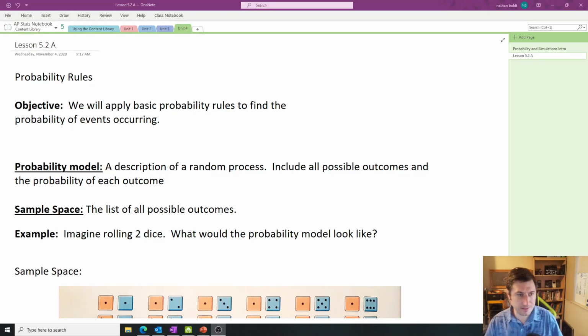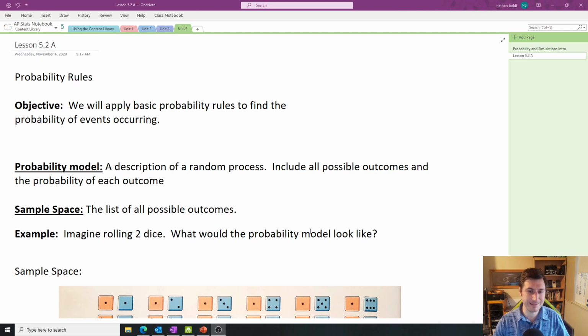Hello AP Statistics students. In this video we are continuing our look at probability, and specifically we are going to look at some of the basic probability rules. Our objective here is to apply basic probability rules to find the probability of certain events occurring. And we've got to talk about what an event is. We'll get there. So first off, what is a probability model?